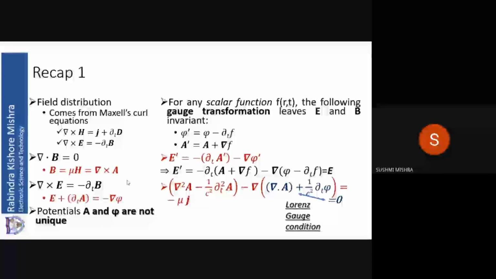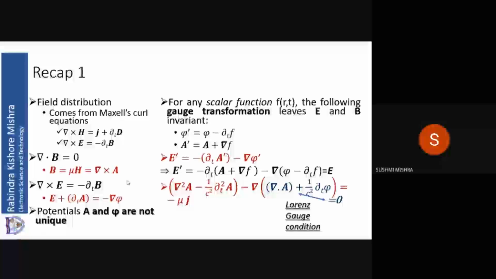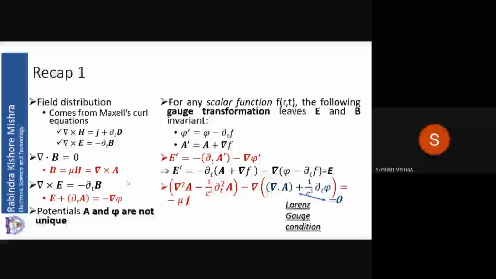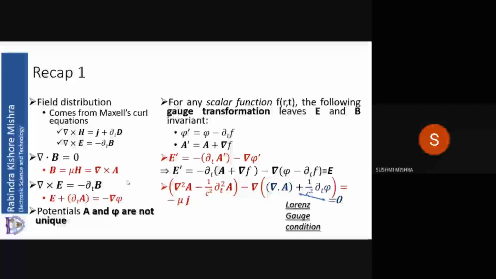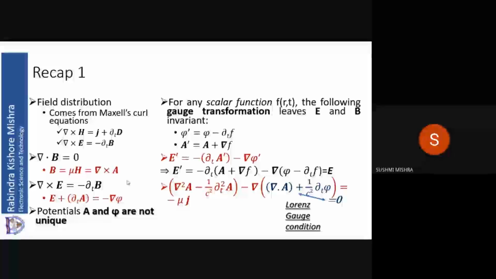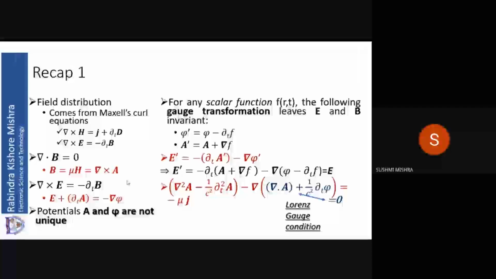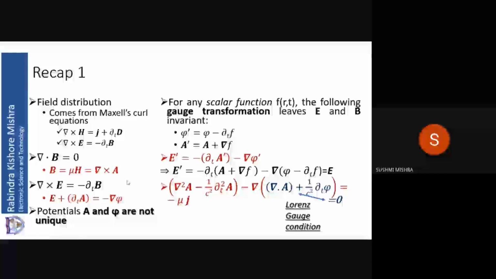Similarly, for E, we started with curl of E is equal to minus ∂B/∂t. From that, again we obtained E plus ∂A/∂t is equal to minus grad phi, and we said phi to be the scalar potential, or the electric scalar potential. In short, we called it scalar potential.